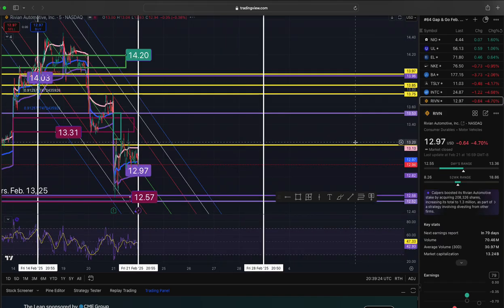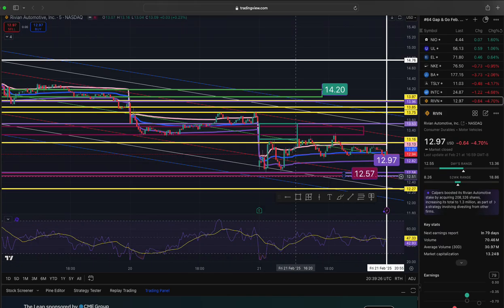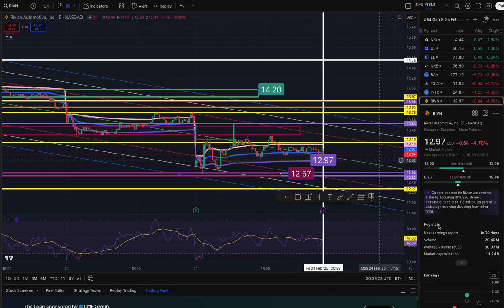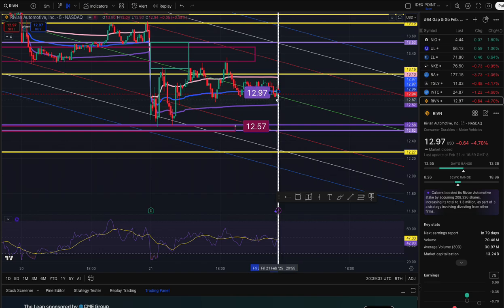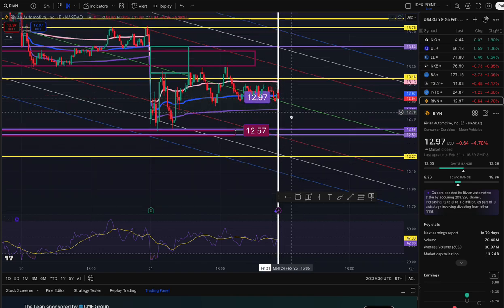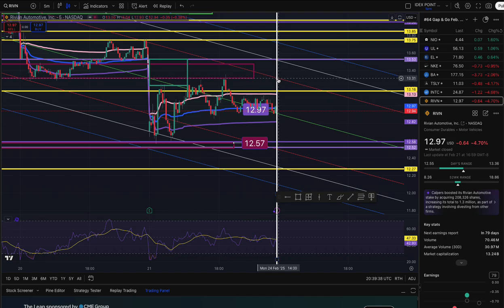RIVN. Option R to reset my lines here. All right, we are at 12.97, right on cue with VWAP as well, to the north side. 13.31, 13.52, and a spot we've been to before, 13.72. Now, the middle of the trend for the week takes us to 12.90.